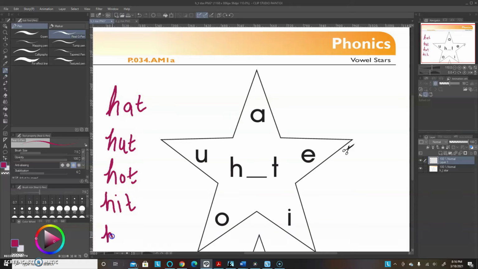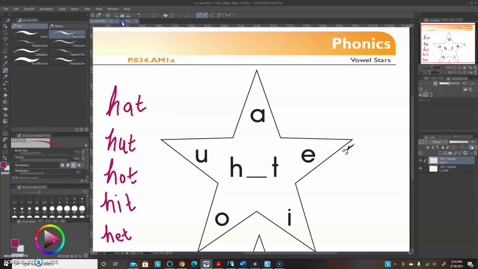And then we have het, which I do not believe is a word. But again, even though it looks very similar to hit and hot, it is its own word, and the E makes its own sound, het.